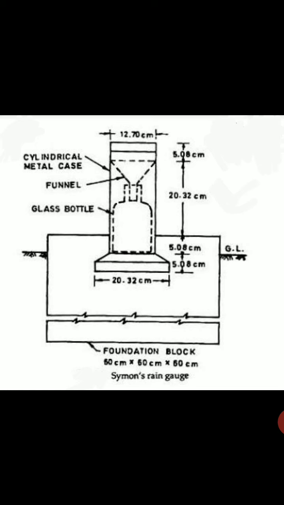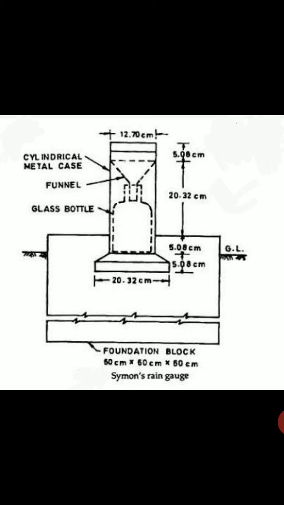The rainwater collected in the bottle is measured with the help of a standard measuring glass supplied with each rain gauge, which indicates the millimeters of rain that has fallen at the rain gauge station.